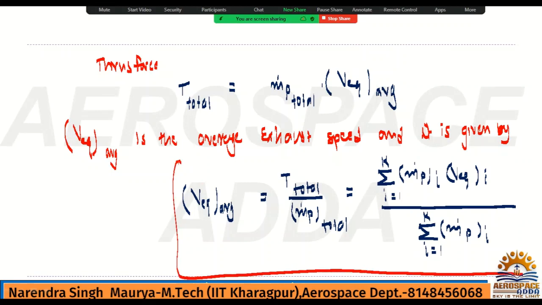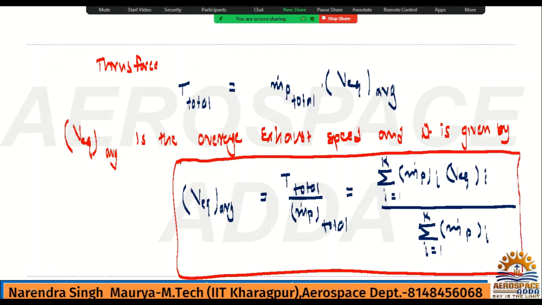Till now in your GATE they have not asked average velocity. At most they will ask you what is the total thrust, that's all. But if they ask, you can calculate it this way. Now, what is the final change in velocity, because that is your ultimate motive, right?